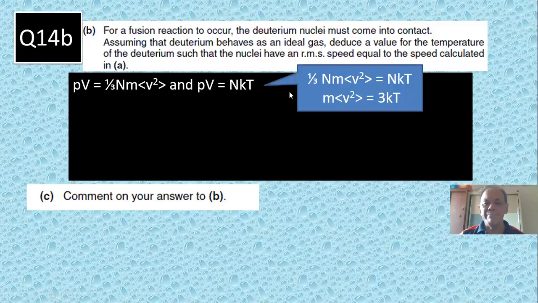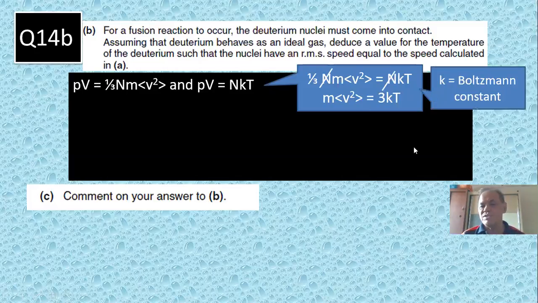So we can combine them. Right? This is 1/3 there. PV is the same, so it's NkT. Cancel the N, so the N, we still got 1. Take the 3 across there, we got m c squared and 3kT.